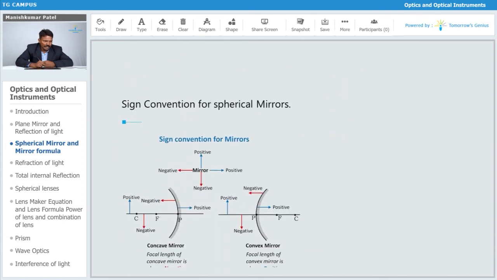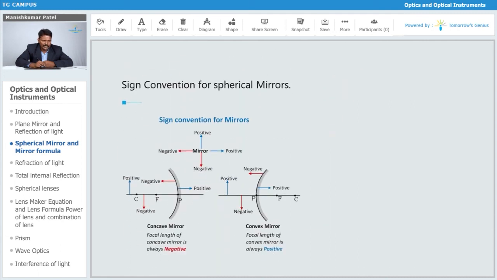The next one, the same thing which I have shown over here: the sign convention. On the left it is negative, on the right it is positive, upward it is positive, downward it is negative.